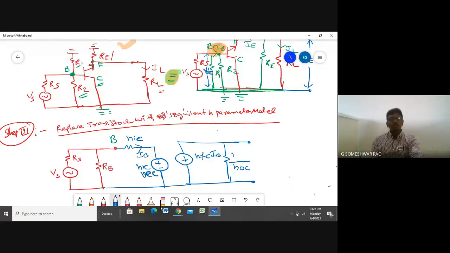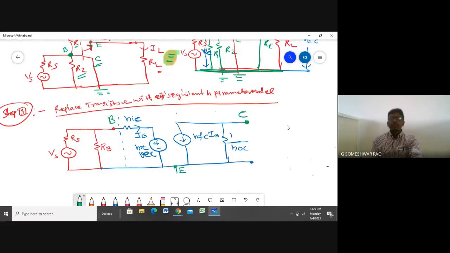Whatever I have highlighted with the blue color is nothing but your h-parameter model. This is the base, this is the collector, and of course the emitter is grounded. So therefore the emitter is grounded.